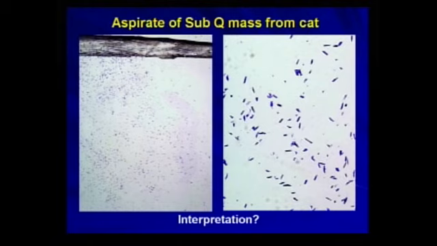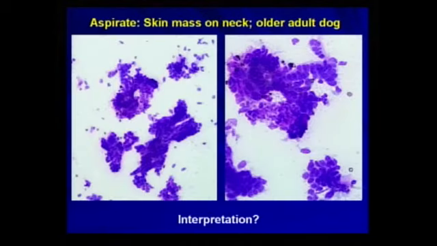So subcutaneous mass from a cat, we are looking at abundant keratin. There's two possibilities here. This could be a non-diagnostic specimen with a lot of environmental debris, or it could be a very poor aspirate of a keratin-producing cyst or neoplasm. Let's look at something that's a little more diagnostic.